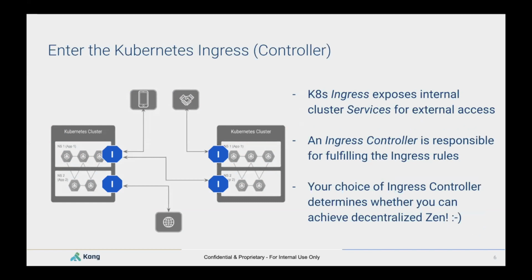Well, it turns out that's the main thing that Kubernetes Ingress allows us to do. And Ingress, as everyone here I think knows, is the resource that allows us to expose a service to external entities from the cluster. And an Ingress controller is responsible for fulfilling the Ingress rules. So the Ingress controller is really the implementation behind the Ingress. And it turns out that the choice of Ingress controller you make is critical to determine whether you are going to be able to achieve that state of zen or not.